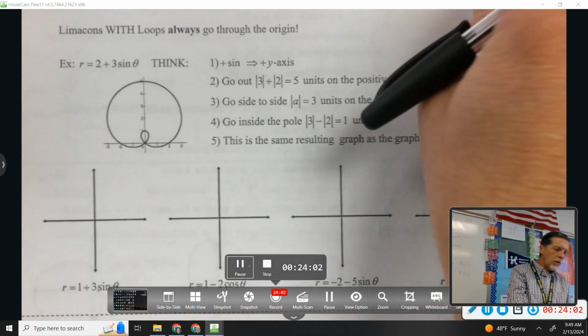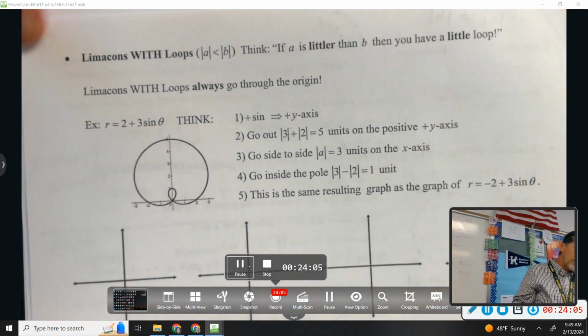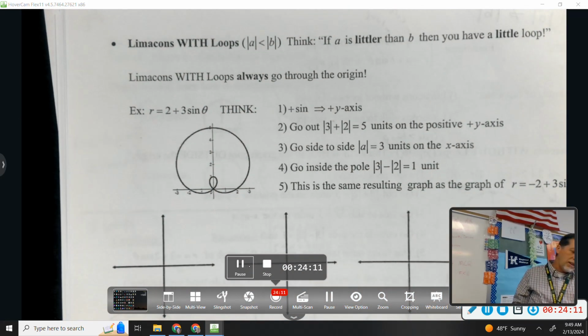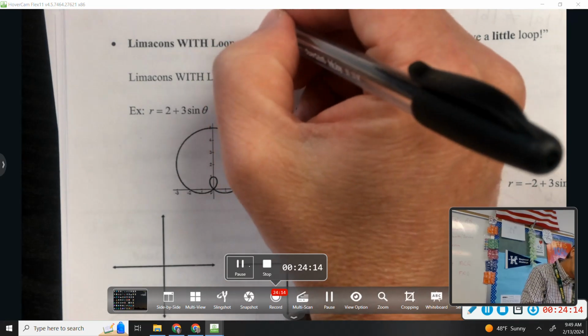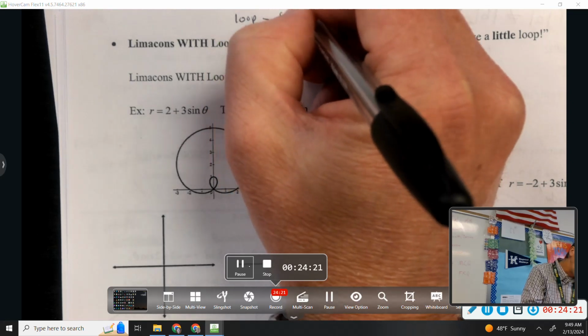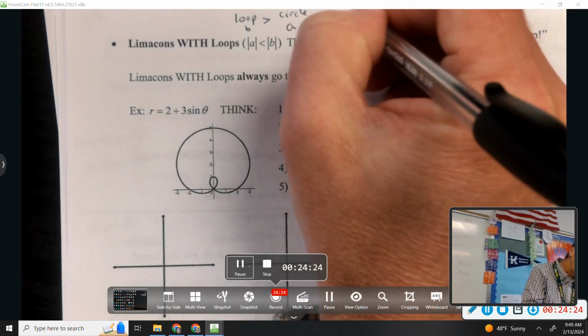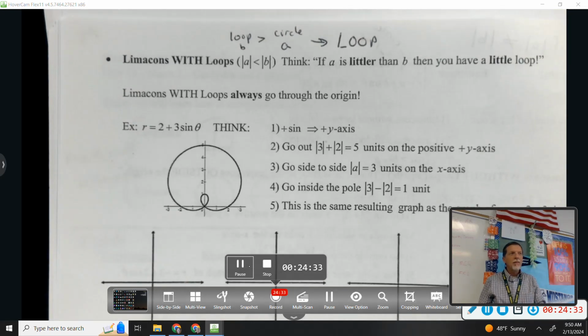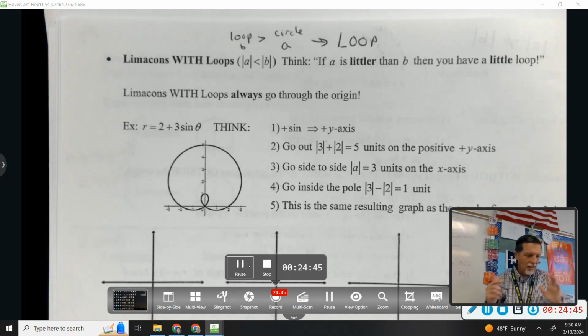Okay, limaçons with loops. So these are the ones that are a little bit tricky, maybe. If the loopy part is bigger than the circle part, then it's got a loop. So if the loop, which is the B number, is bigger than the circle part, which is the A number, then we've got a loop. Same process though, A plus B. Same process as the cardioid, same process as the limaçon without a loop. Think through what's the main axis, A plus B, just the A's. So it's the same stuff, but we're going to have a loop in there.